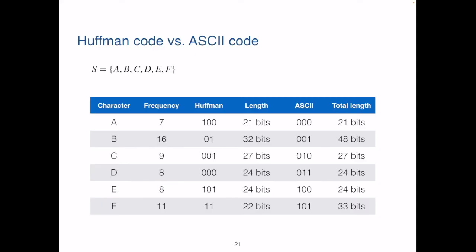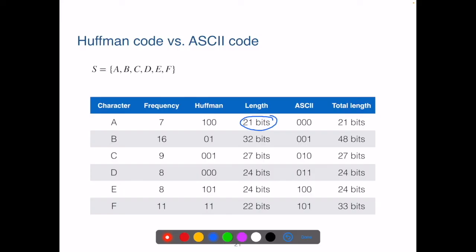Now let's see a comparison between Huffman and 3-bit ASCII. Given the frequencies of different characters, if we sum up all the bits needed to represent the entire document, that is, we add up the length of each character times its frequency. In total, Huffman uses 150 bits and ASCII uses 177 bits. Note that the actual ASCII coding uses 8 bits instead of 3. So the real representation will be even longer than 177 bits.